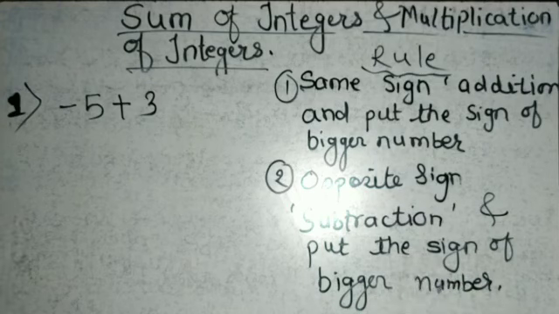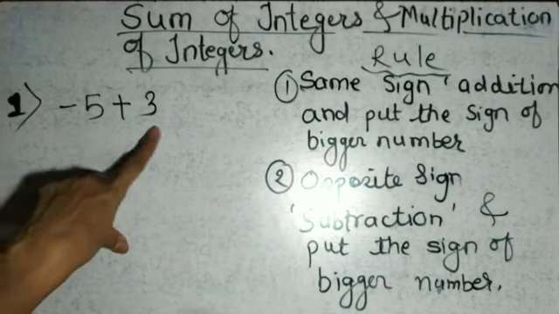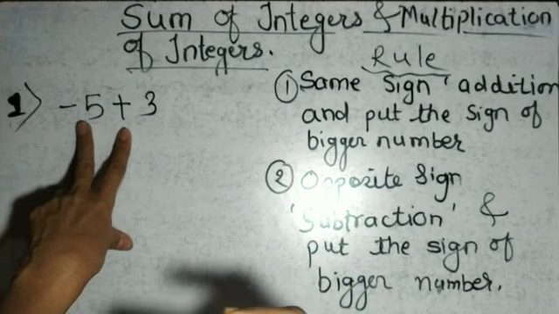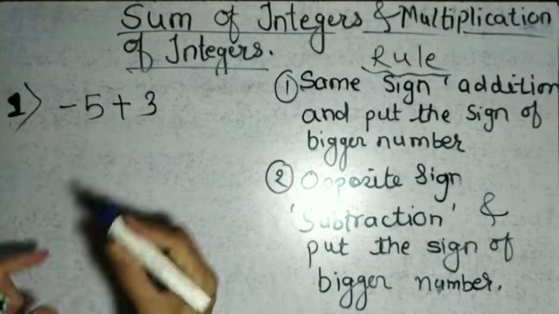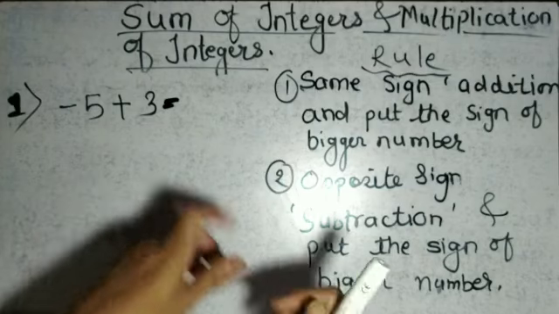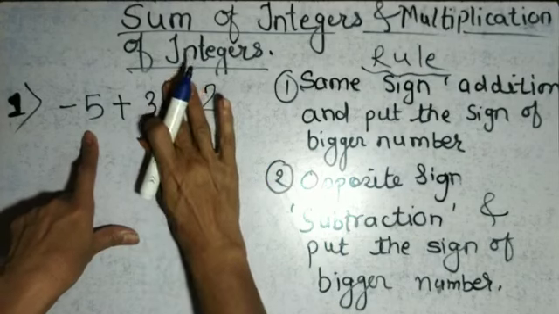Now see, from these two rules, which rule are we going to apply here? The second rule. Why? Because here we can see the opposite signs. One is minus, one is plus. Means they both have opposite signs. As the opposite signs are there, we have to do the subtraction. Subtraction 5 minus 3. What will be 5 minus 3? 2.